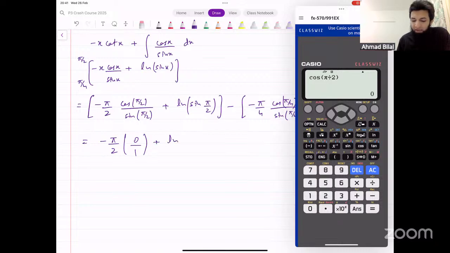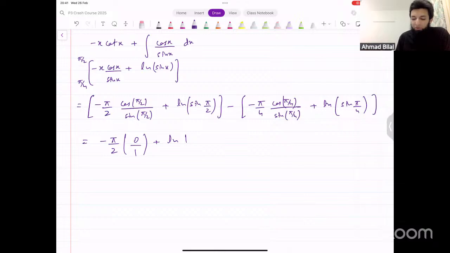Then we have ln of sine pi over 2. Sine pi over 2 is 1. So ln 1 also becomes 0. Minus pi over 4 times cos pi over 4. Cos pi over 4 is square root of 2 over 2. Sine pi over 4, again from your calculator, is also square root of 2 over 2. So they get cancelled to give you 1. Plus ln of sine pi over 4. Sine pi over 4 is root 2 over 2.